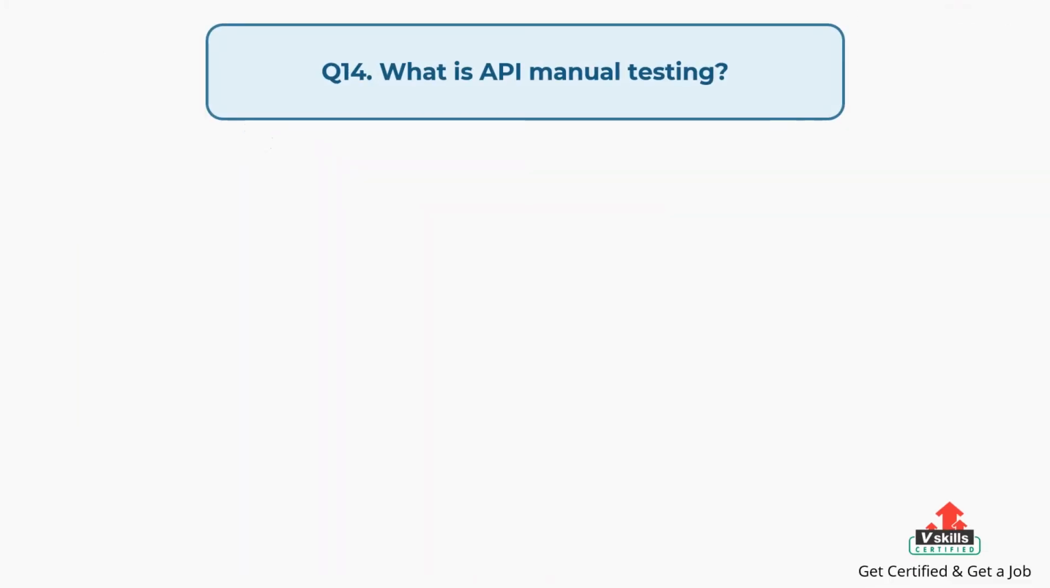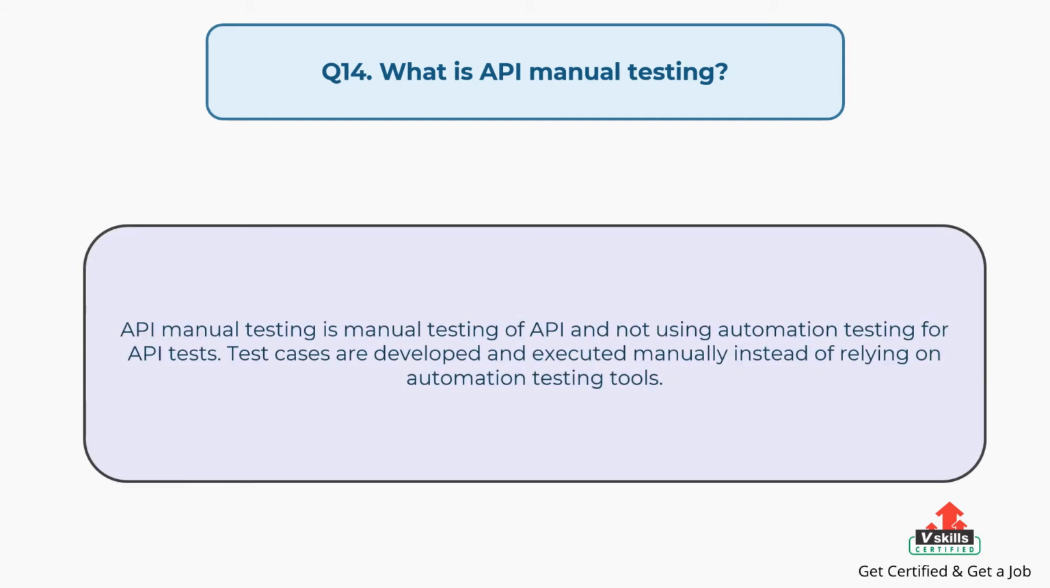Question number 14. What is API manual testing? The answer is API manual testing is manual testing of API and not using automation testing for API tests. Test cases are developed and executed manually instead of relying on automation testing tools.